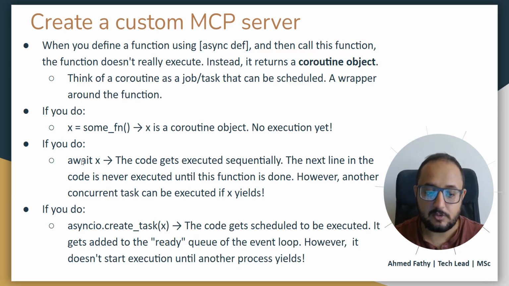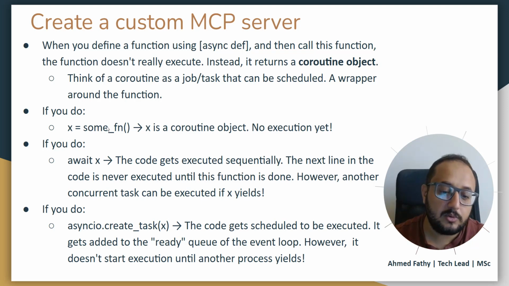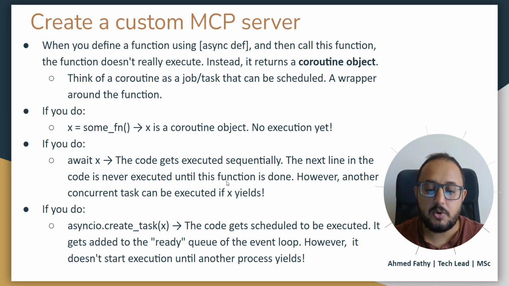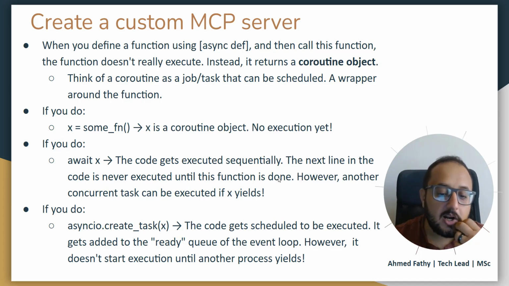So now you can do something like await x, right? Await x or await some_function directly if you want, and this actually starts execution. So the code gets executed sequentially in this case. The next line in the code is never executed until this function is done. However, another concurrent task can be executed if x yields.